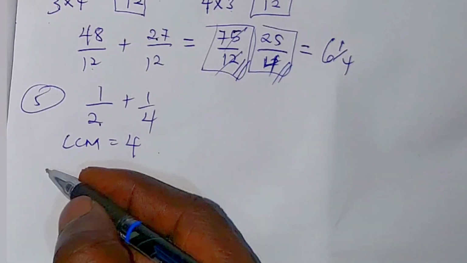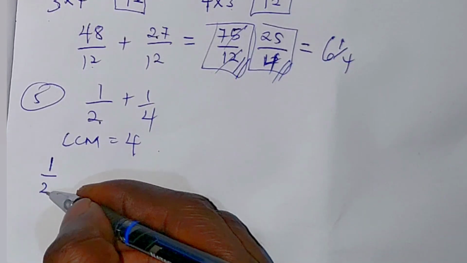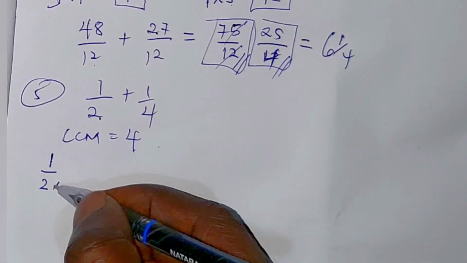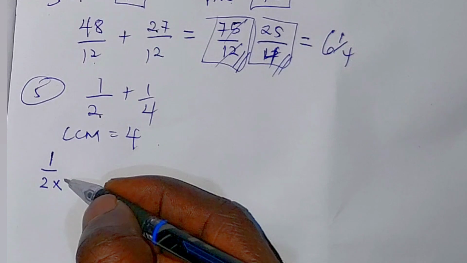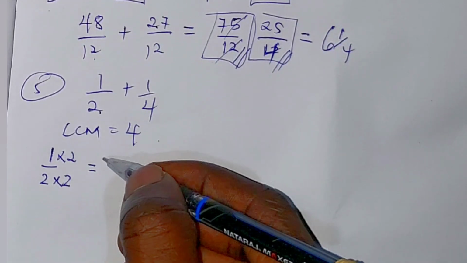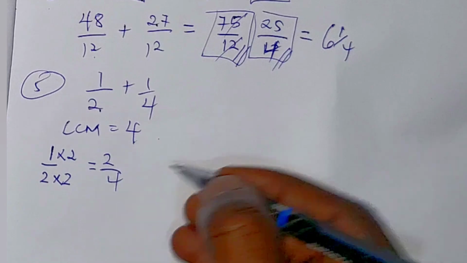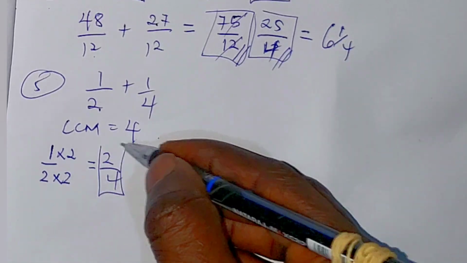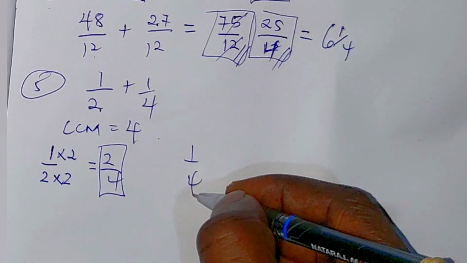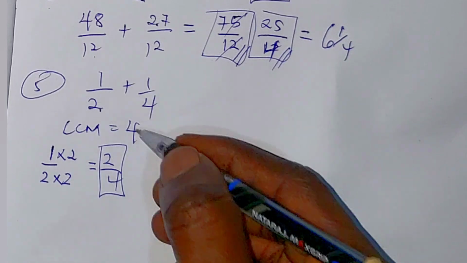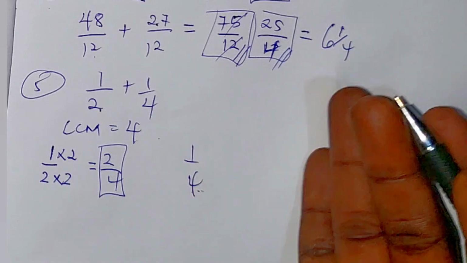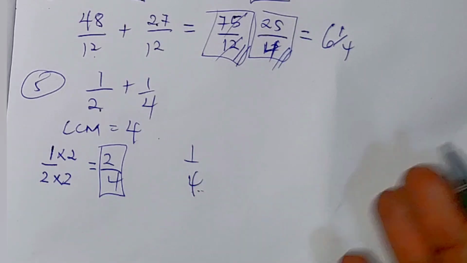So let's see. We take 1 over 2 and then we say we need to multiply the denominator by a certain number that will give us 4, and that number is 2. Do the same thing for the numerator. 1 times 2 is 2, 2 times 2 is 4. Move on to the second one, which is 1 over 4. We need to multiply 1 over 4 by something that will give us 4. It is already 4, so you don't need to do anything to it, just leave it because the denominator is already 4.